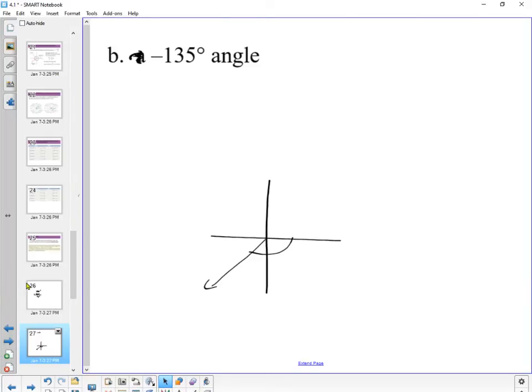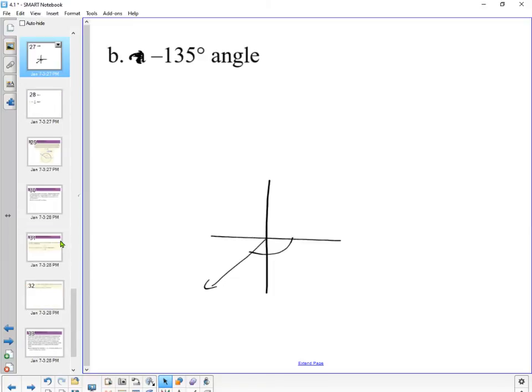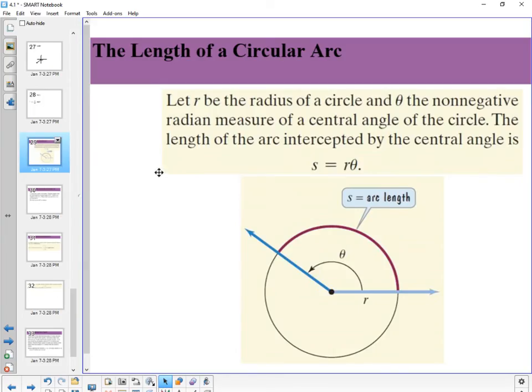All right, cool. Let's move on. We're okay with those though? Yes. All right, let's move on. Believe me, that is going to be an important skill to have. Get this formula down.